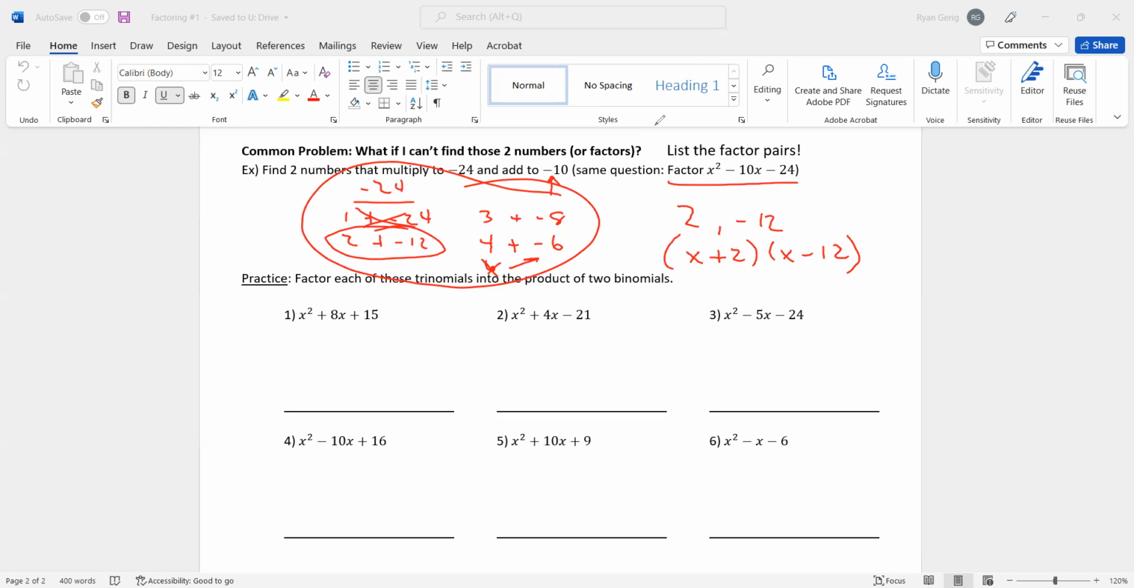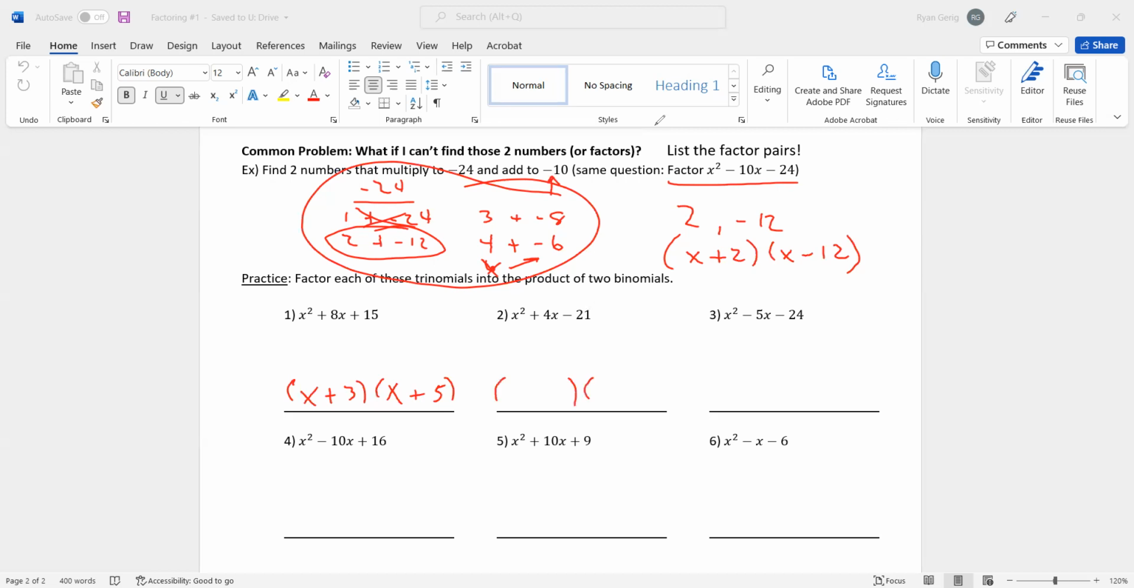Okay. For each of these, I'm going to start it. What I would do is pause and try them yourself once you feel comfortable. But essentially what I need to do is find two numbers that multiply to 15 and add to 8. I know my first terms are x and x. Hopefully you got it. That would be 3 and 5. 3 plus 5 is 8. 3 times 5 is 15.